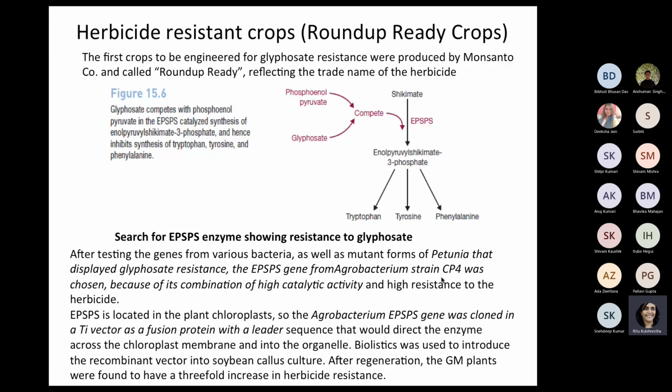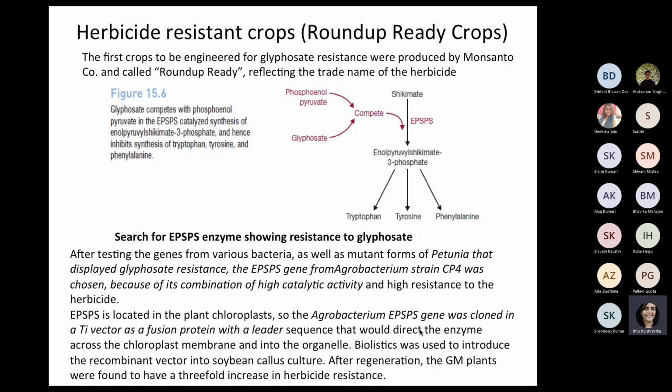So they came across this agrobacterium strain, and the EPSPS gene from this strain was chosen because not only did it have very high catalytic activity, but it was also highly resistant to the herbicide. So then the idea was, can we engineer this particular protein into the plants? Since EPSPS is finally located in the plant chloroplast, this gene of agrobacterium origin had to be targeted into the chloroplast.